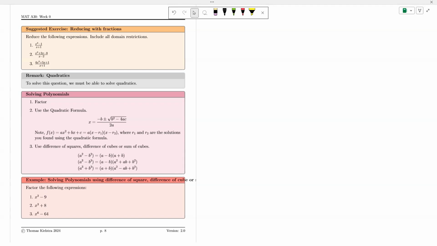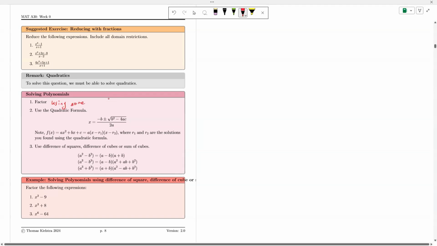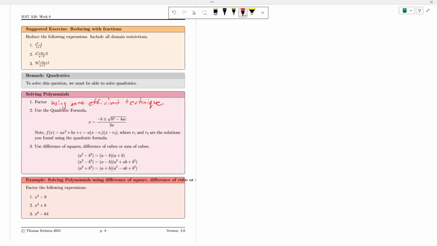When factoring, there are three typical things we do. First, we factor using some efficient technique. There's lots of techniques out there. We're going to review one technique. The next thing that we do is we'll often use the quadratic formula. And this will become more and more common, especially when we deal with complex numbers. Finally, what we'll do is we'll use difference of cubes or difference of squares.